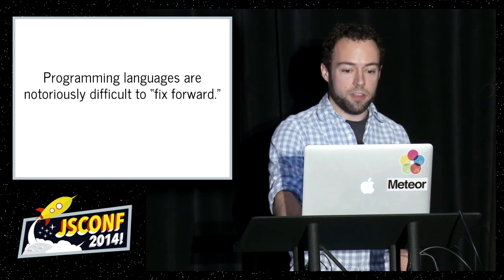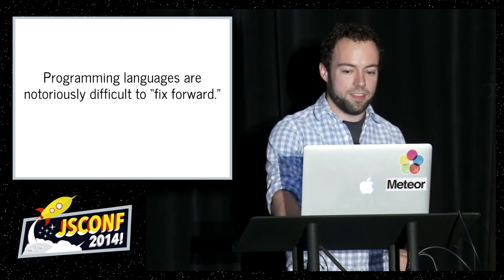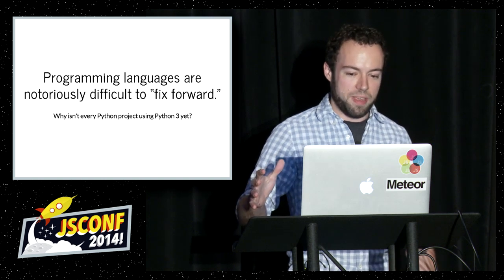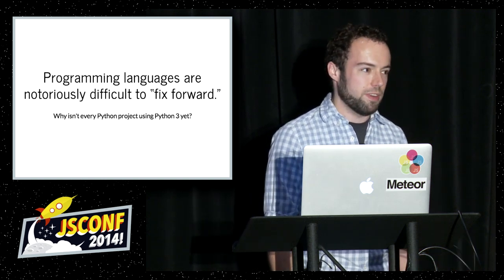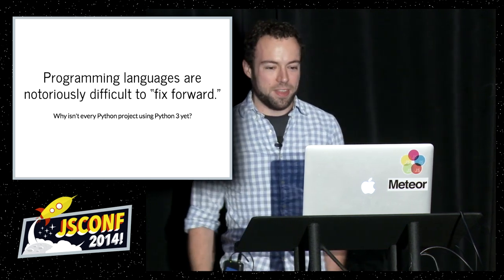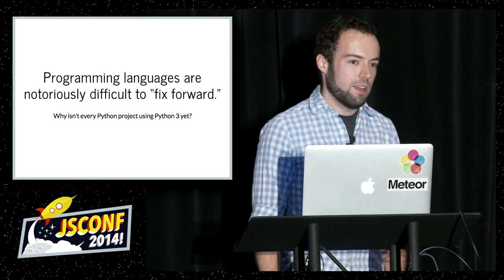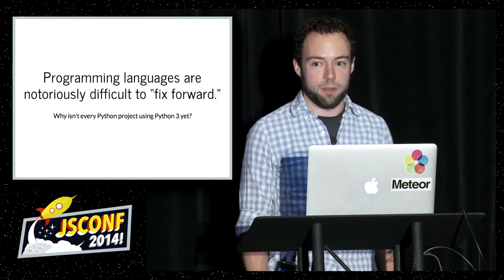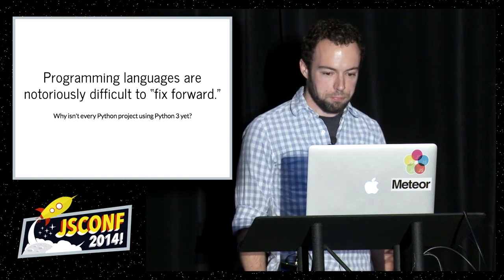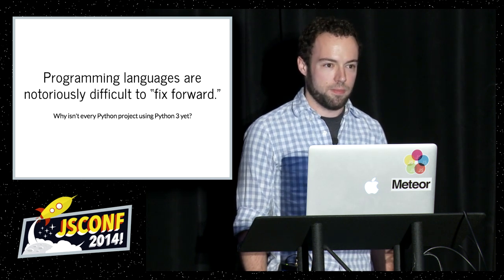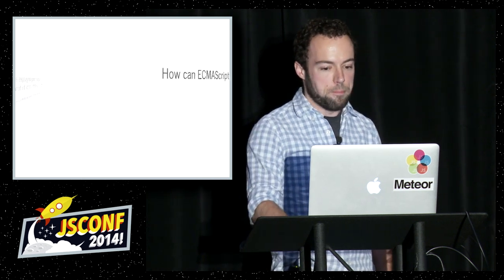And I would go further to claim that programming languages are notoriously difficult in this way. They're difficult to fix forward. So if I can ask an inflammatory question that may not be so inflammatory here, because this is a JavaScript and not a Python conference, why is it, it's been since 2008, and Python 3 is definitely a better language in a lot of ways than Python 2. And Python 2 is one of the most successful programming languages in the history of programming languages. Why is it that big projects haven't switched to Python 3? Django, for instance.